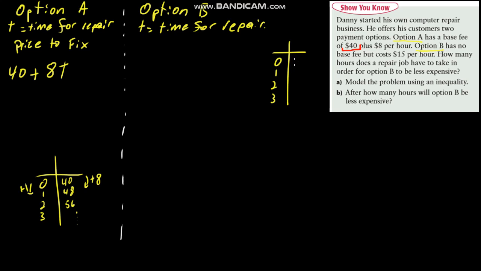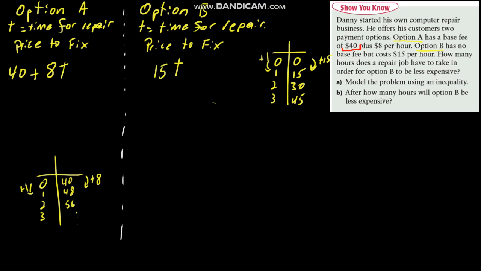He's not going to charge a base fee, so there isn't anything. If he spends 0 hours fixing your computer or whatever, then it's $0. But as soon as the first hour goes by, then it's 15, then it's 30, then it's 45, and you'll see that these numbers are going up by plus 15, and these are going up by plus 1, just like our older unit. So his equation for the price to fix is going to be 15 times t. There's no base fee, but just 15t.